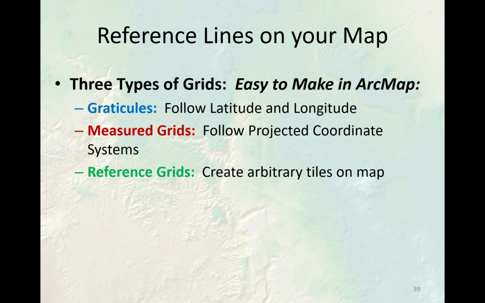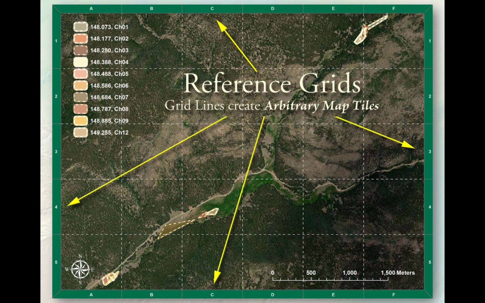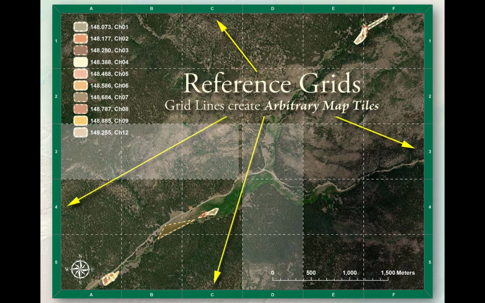ArcGIS offers a third type of grid system called reference grids, which is basically a bunch of arbitrary tiles on the map. You have letters along one axis and numbers along the other axis, and if any of you ever played Battleship, this is basically the Battleship strategy. Reference an area by, say, go to cell D3, and you know right where to go.